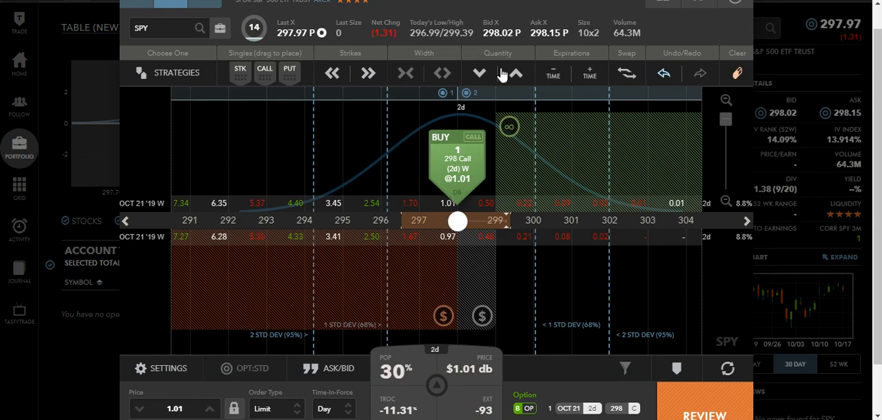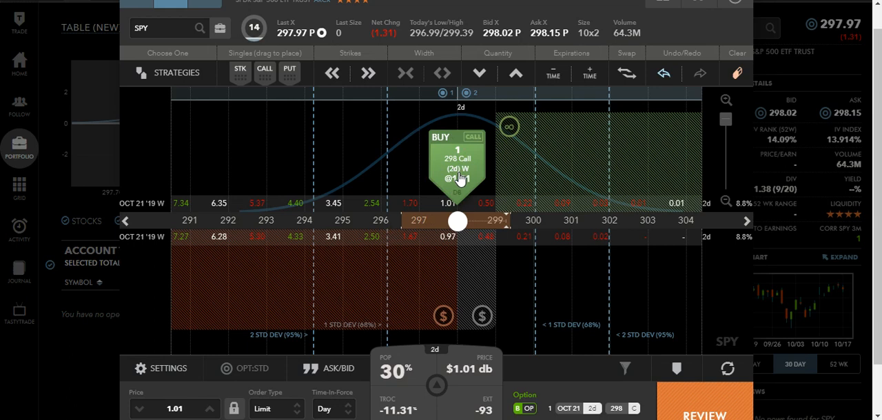The higher the stock goes, the more money you make. Okay, with that said, I'm going to show you credit and debit spreads, which is combining buying and selling calls or puts. And there's a lot of advantage to that, and I'm going to basically visualize it to you here on the charts.